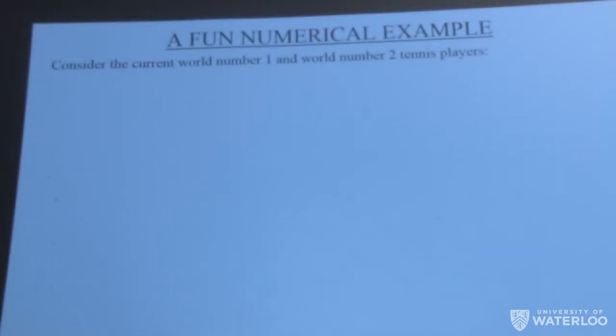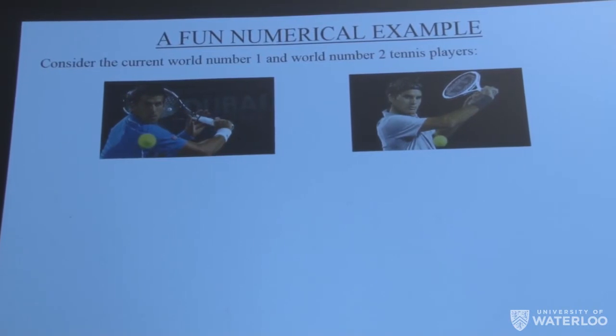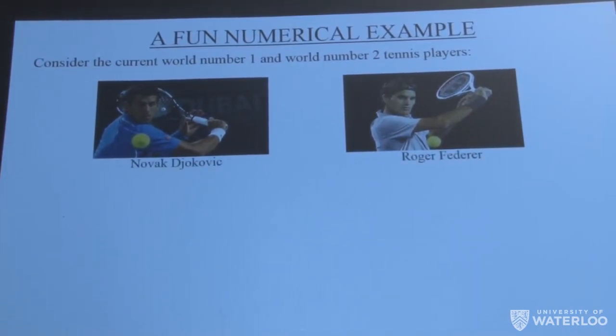So at this point, to summarize, let me give you a fun numerical example just to demonstrate the use of this. And I thought I would use the following scenario. Let's consider the current world's men's number 1 and number 2 tennis players in the world. So these are the two guys here. I'm sure you are familiar with this if you're tennis fans. This is Novak Djokovic, the number 1 player, and Roger Federer on the right.